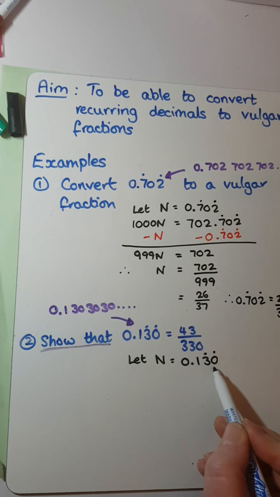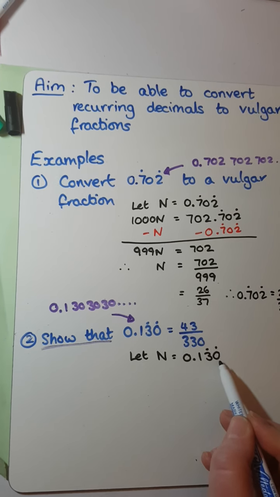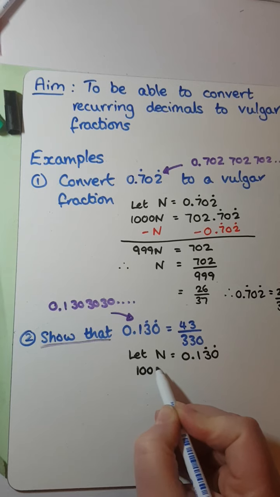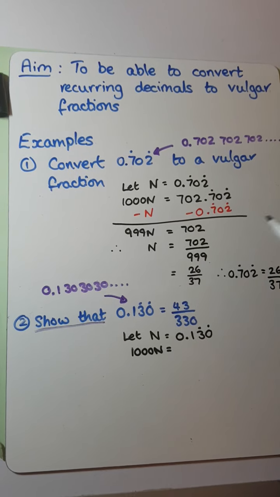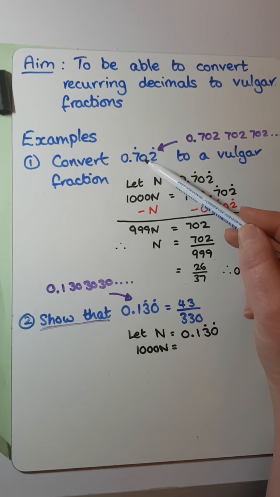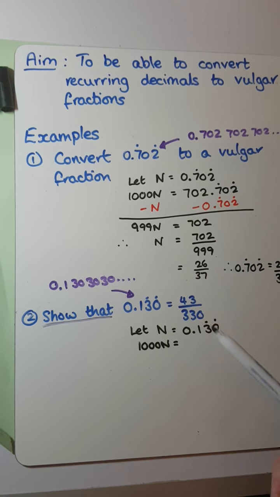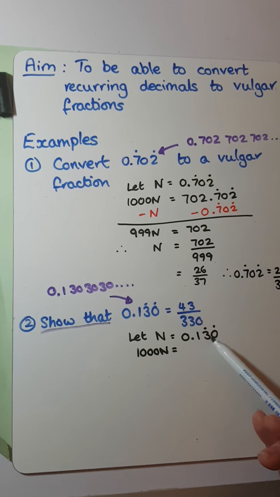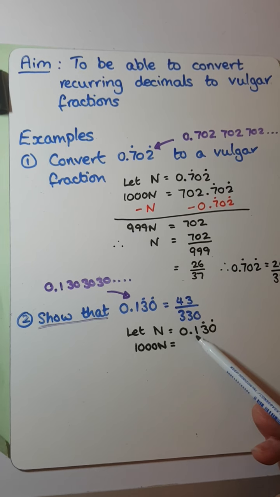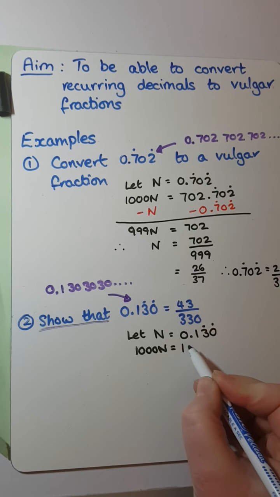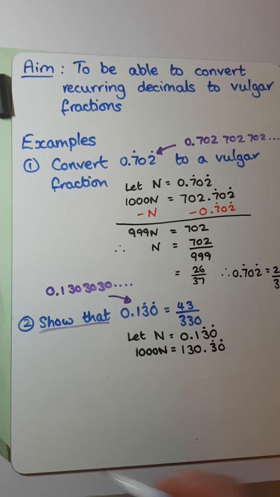I want to get rid of the recurring part. There are still 3 digits after the decimal point, so I'm still going to go for 1000n. Be careful, because if I had 2 digits in the string, I would have only multiplied by 100. If I'd only had 1 digit in the string, I'd have only multiplied by 10. But here, I've got 2 digits in the string that are recurring, but I've got another decimal place involved. That's why it's 1000. That gives me 130.30 with the 30 recurring.